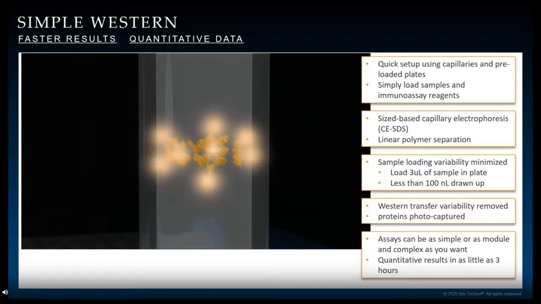But remember, you don't have to do that, right? If your current Western blots are working for you, the system still is advantageous. I mean, if you're just looking to accelerate your science, this system gives you results in as little as 3 hours.